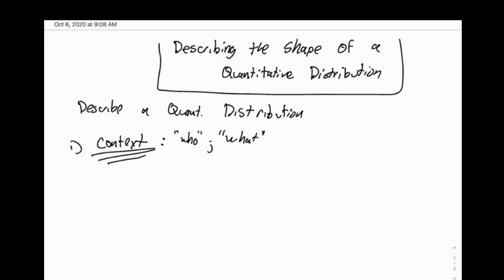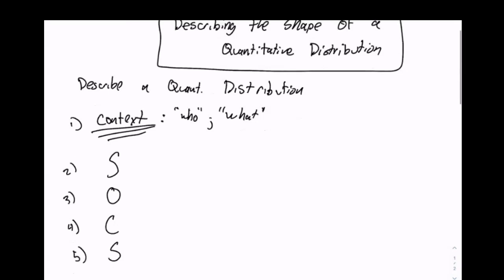And then we have an acronym for the remaining ones, and it's called SOCS. S-O-C-S. This is the second, third, fourth, and fifth. And today we're just going to be focusing on the first S of SOCS. And as you've read, the first S stands for shape.